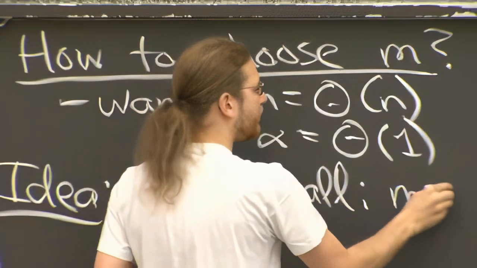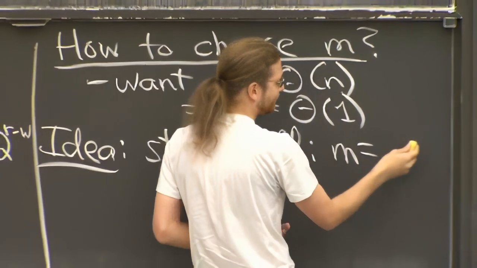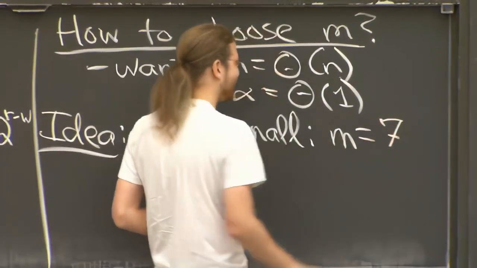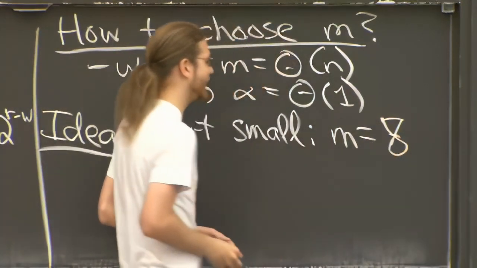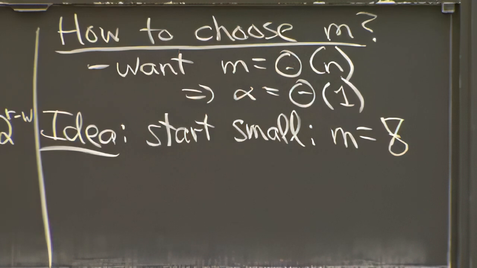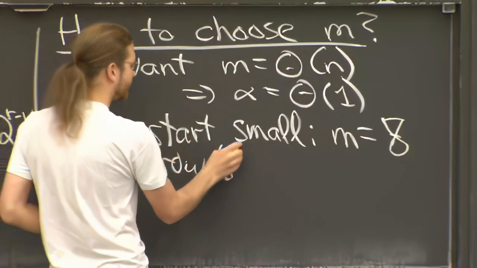We're going to start with m equals some constant. Pick your favorite constant. 20. My favorite constant, 7. Probably I want it to be a power of 2, but what the hell. And then we're going to grow and shrink as necessary.